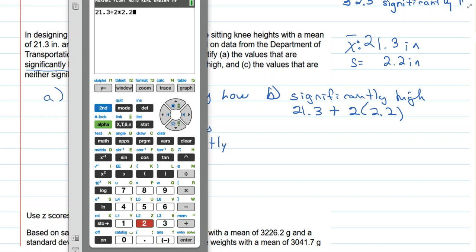I have hay fever this morning. My eyeballs are crusty. And on this one, I get 25 and 7/10.